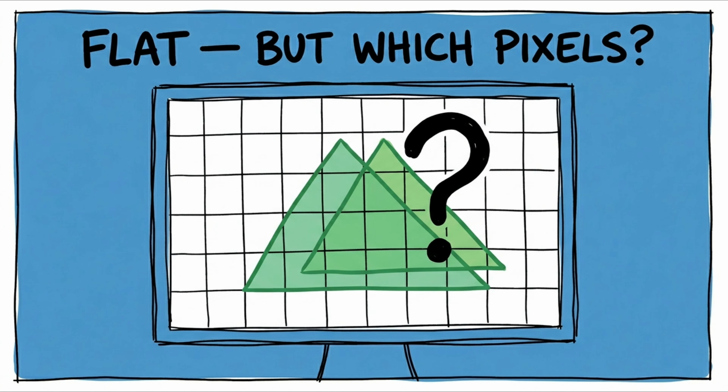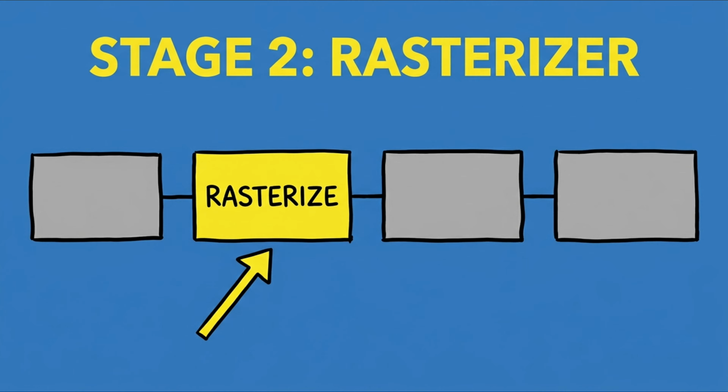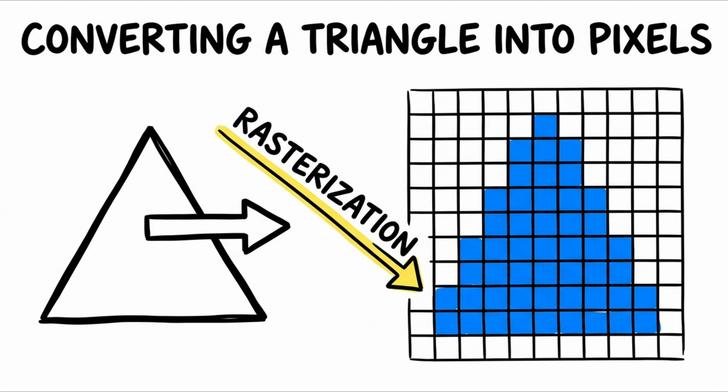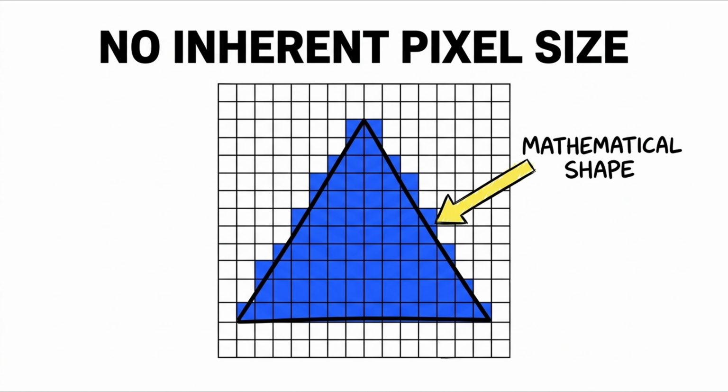The triangles are now flat on screen, but the GPU does not yet know which pixels those triangles cover. That's the job of the rasterizer. Rasterization is the process of converting a triangle, a mathematical shape with no inherent pixel size, into a grid of actual screen pixels.